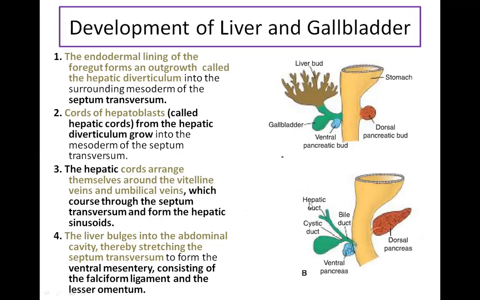Then the liver, it will bulge into the abdominal cavity, thereby stretching the septum transversum to form the ventral mesentery, consisting of the falciform ligament anteriorly and the lesser omentum posteriorly, that is between the stomach and the liver. So this liver, it divides the ventral mesentery into two parts.